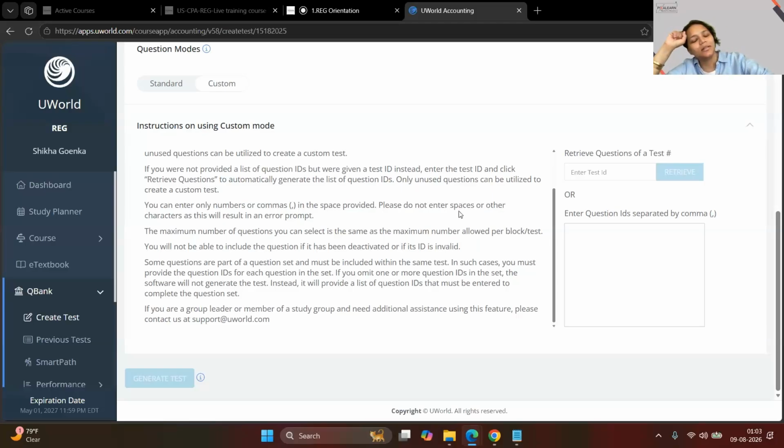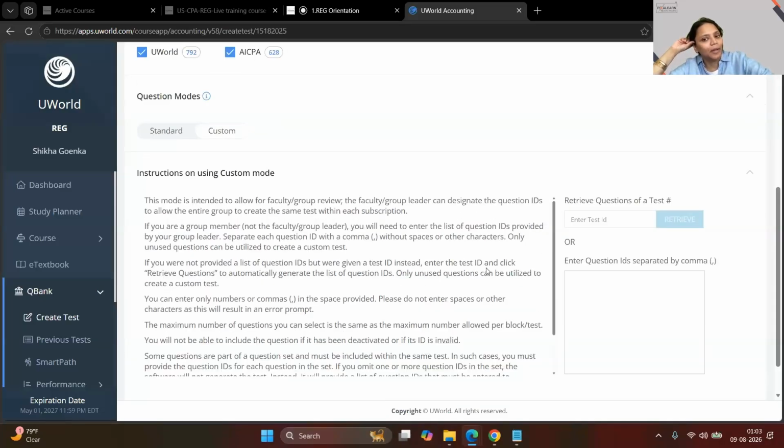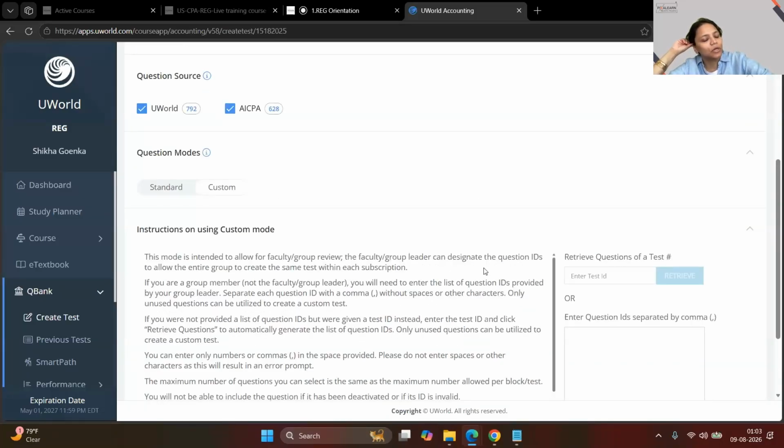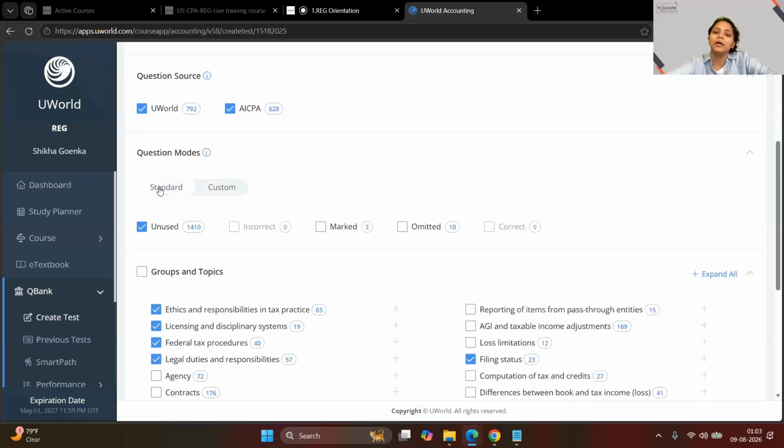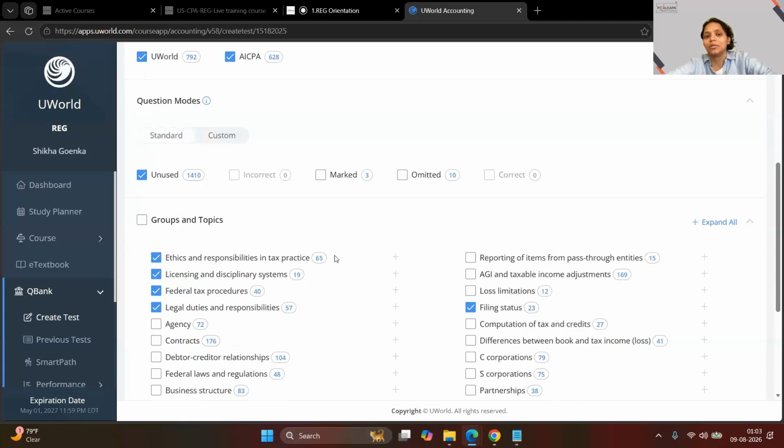Oh, acha, then this is different. In Becker, it is not like that. In Becker, the custom IDs are going to give you custom tests. So you are using only standard tests. Okay, so here you can get the same result by using standard and then incorrect questions.